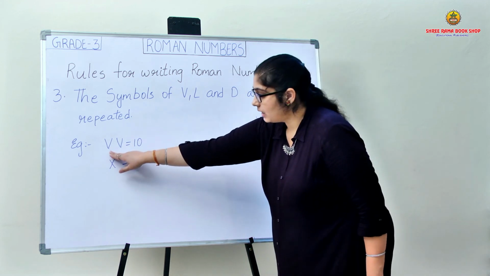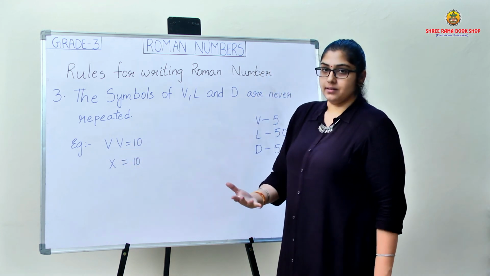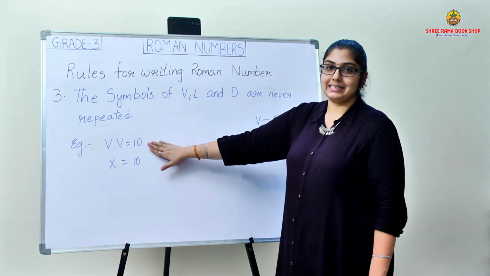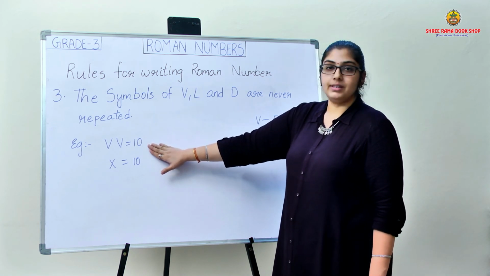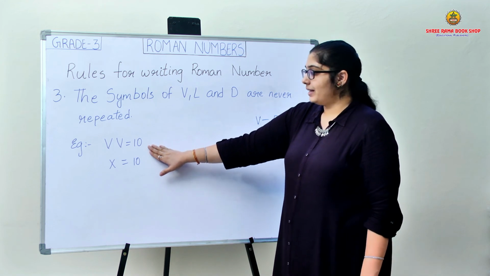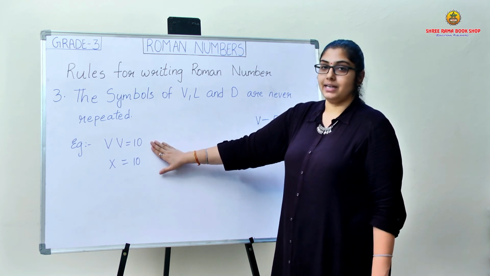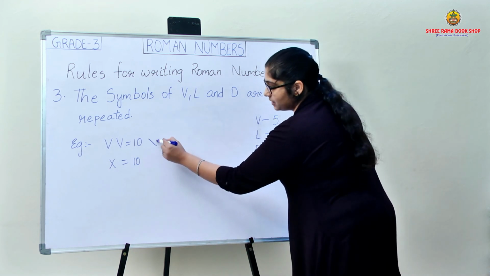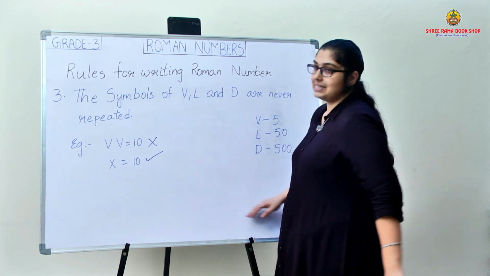So here V and V, if you add together 5 plus 5, I get the answer as 10. But we don't represent 10 with the symbol VV, right? We already learned we represent the number 10 with the Roman symbol X. So this representation is wrong and this representation is right.